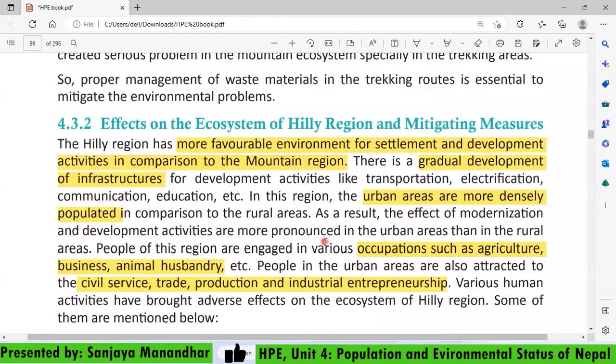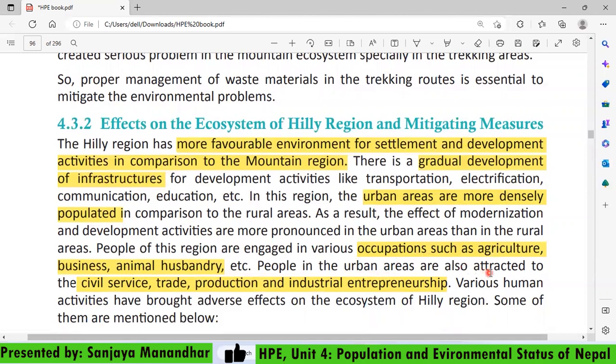Now let's go to the effects of human activities on hilly region. Let's see. Now first there is the introduction. More favorable environment for settlement and development activities in comparison to mountain region. So hilly region has got a more favorable environment for settlement. Similarly, gradual development of infrastructure is going on in hilly region. Now, urban areas are densely populated.